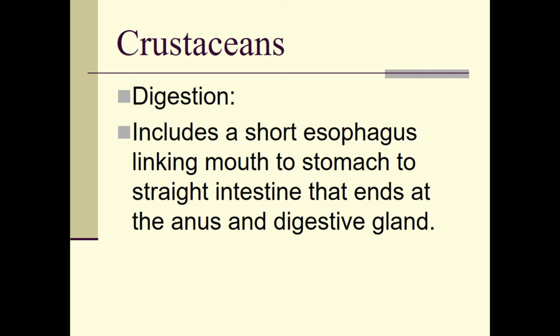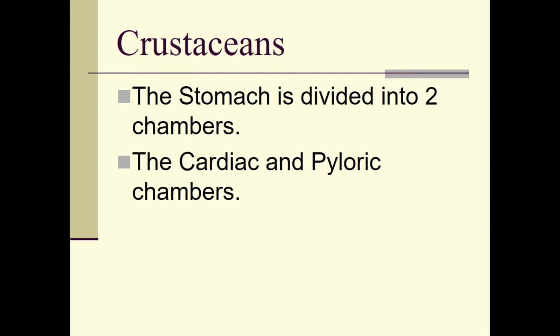Their digestion includes a short esophagus linking to a mouth that goes to the stomach, and they have a straight intestine. Ours is curved and is very long. Theirs goes in a straight line, and then that will end in the abdomen at the anus and digestive gland. The interesting part about their stomach is it contains a set of teeth that is called the gastric mill that they will use to grind up their food that they've already sectioned off with their mouth and eaten, to help grind it up a little further before they pass it on down the digestive tract.